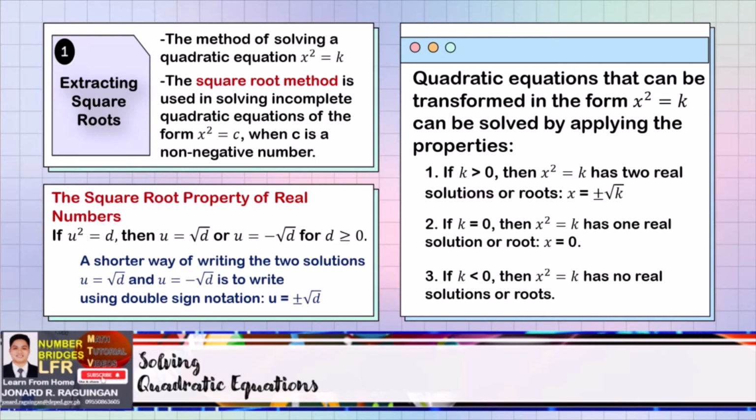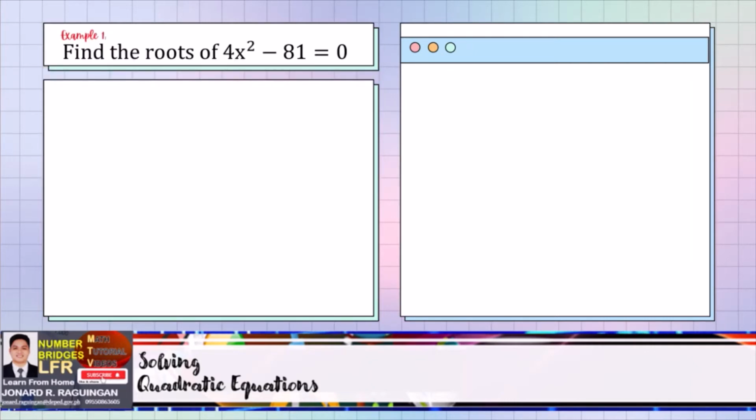A shorter way of writing the two solutions, u is equal to the square root of d and u is equal to negative square root of d, is to write using double sign notation. That is, u is equal to plus or minus the square root of d. Now, let's consider this example. Find the roots of 4x squared minus 81 is equal to 0 by extracting the square roots.